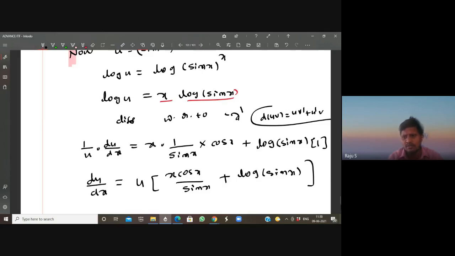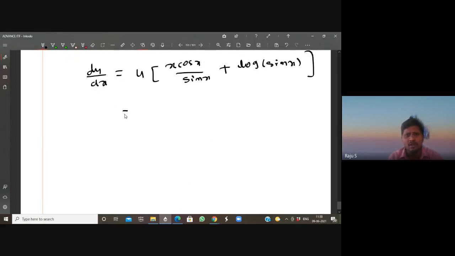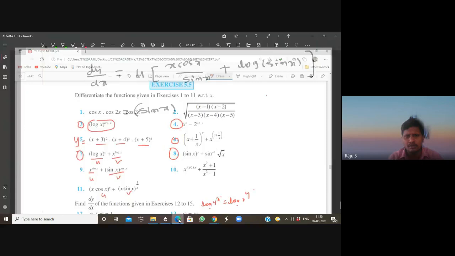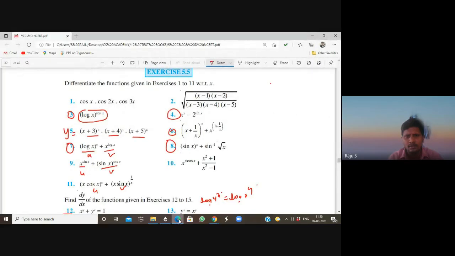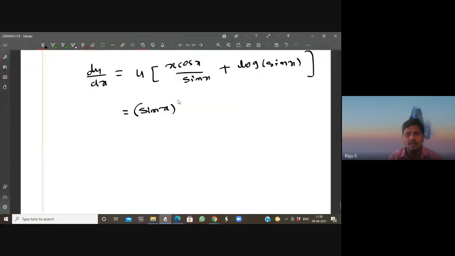At last you have to substitute the u value. What is the u value, students? The u value is sin x whole power x. Is it sin x to the power x, or x to the power sin x? Okay, sin x whole power x. So the base is sin, so that you have to take LCM.